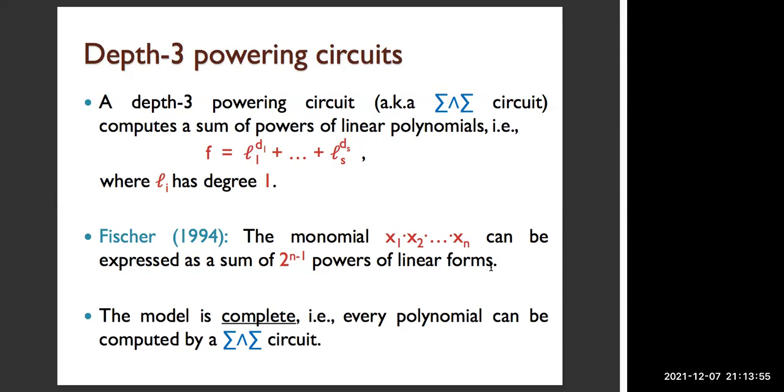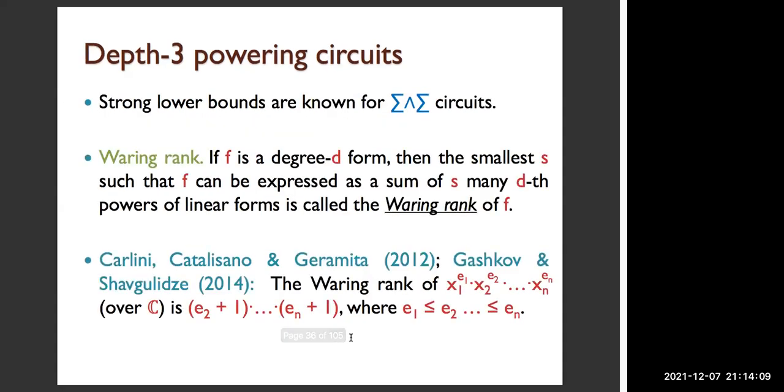Right? So since you can compute a monomial, and any polynomial is a sum of monomials, you can also write down any polynomial as sums of powers of linear forms. So the model is reasonably powerful and complete. And as I said at the beginning, people only look at models for which good lower bounds are known, preferably exponential lower bounds. And it turns out for depth-3 powering circuits, very strong, tight lower bounds are known.